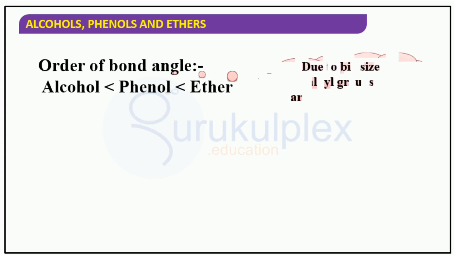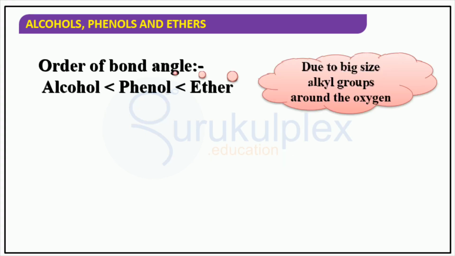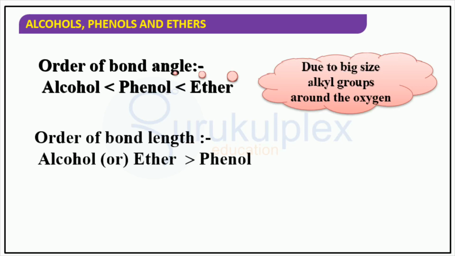For alcohols, phenols and ethers, the order of bond angle is alcohol, phenol, ether. The order of bond length is alcohol or ether longer than phenol. This difference is due to the larger size of the alkyl groups around oxygen.